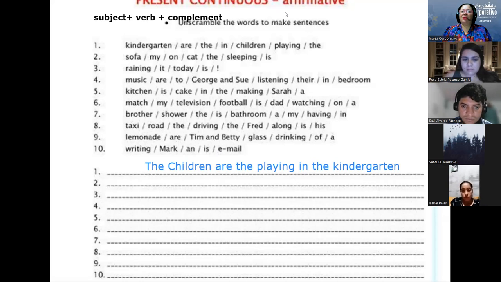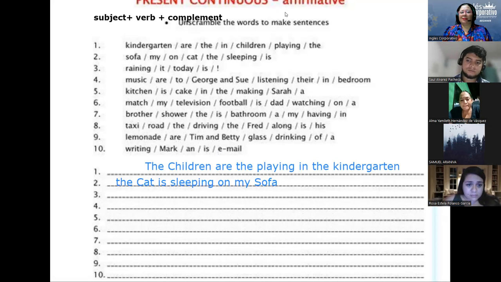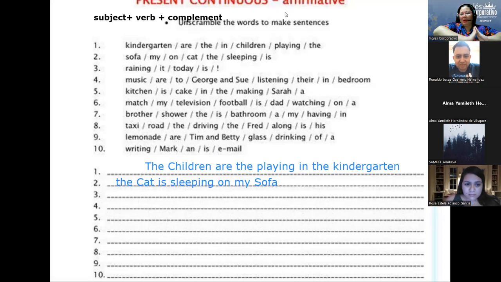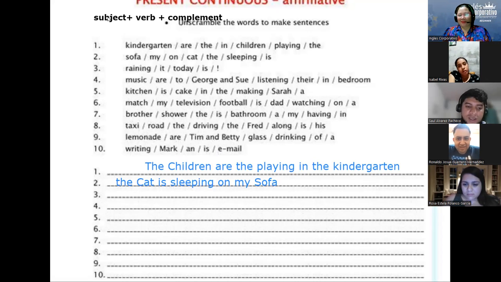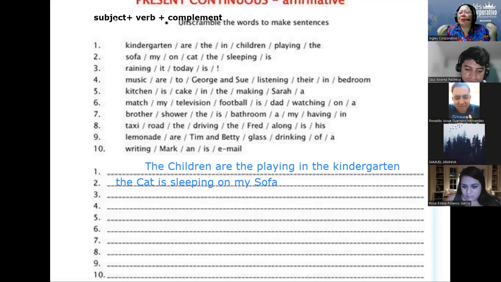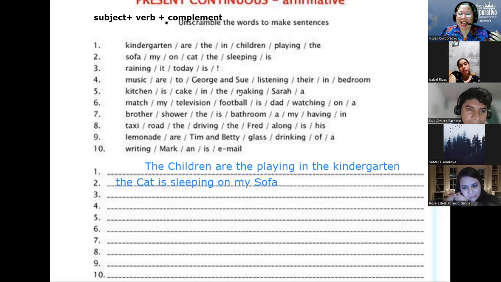Okay. Try to do number three and send it through the chat. That's easy, today, number three. It is raining today. Today goes at the end, because it's a time expression, right? It goes at the end of the sentence. Subject, verb, complement, today. It is raining today, guys. Imagine it has an exclamation mark.